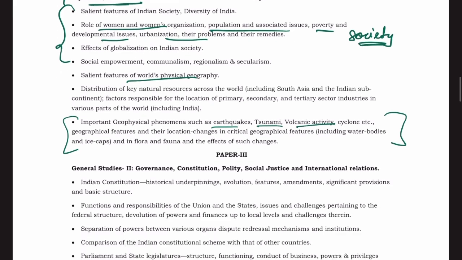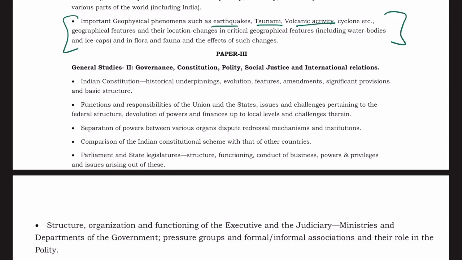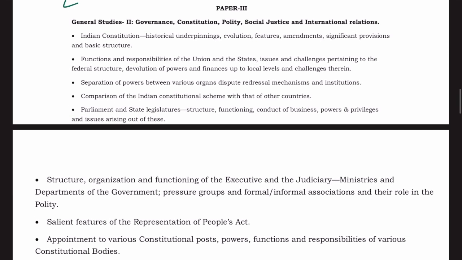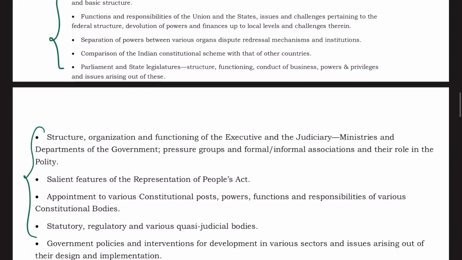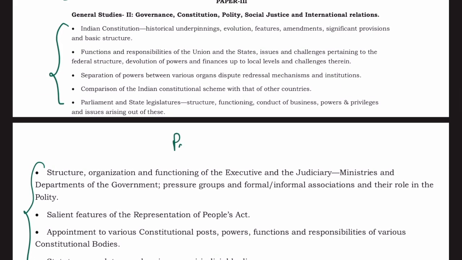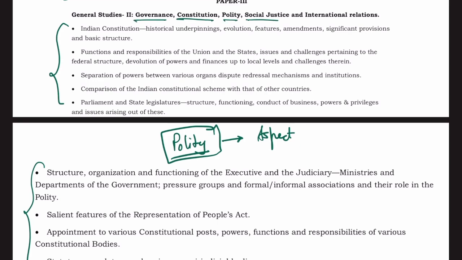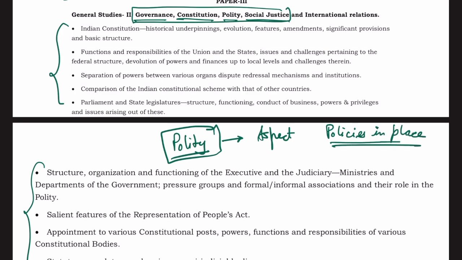Okay, then we come to the GS2 part. Then the major part of GS2 is somewhat related to the polity aspect, right? All those governance, constitution, polity, and social justice, all those four things are there. But the governance aspect and everything, it comes out of the polity, or we can say the policies in place, right? It comes from this only.